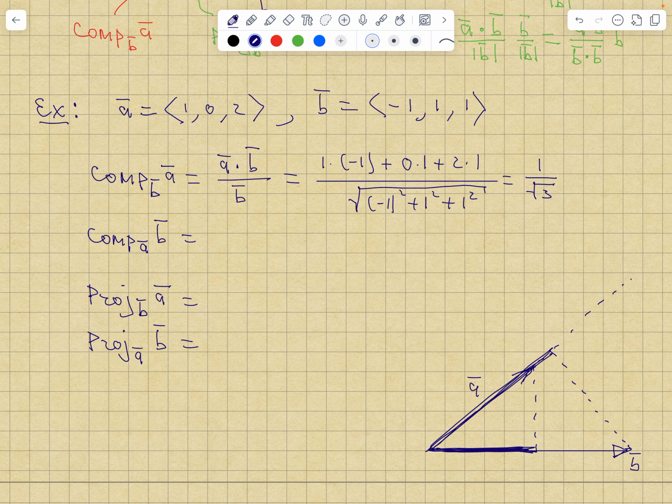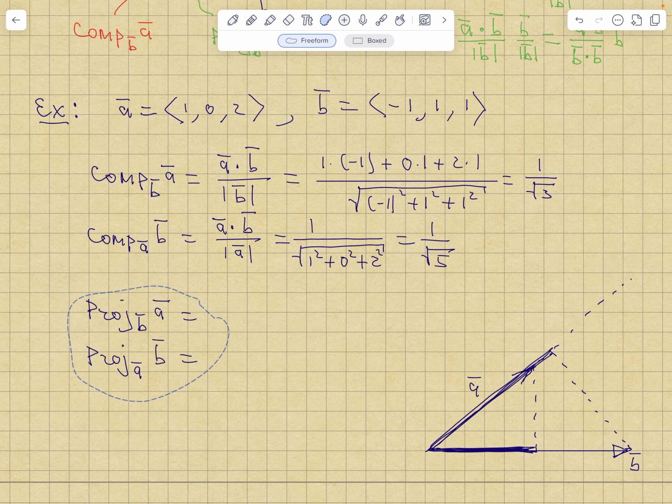Then component of b onto a is still a dot b, but now divided by magnitude of a. So a dot b is still the same, right? It's still 1. And the magnitude of a is a square root of 1 square plus 0 square plus 2 square. So that's 1 over square root of 5.